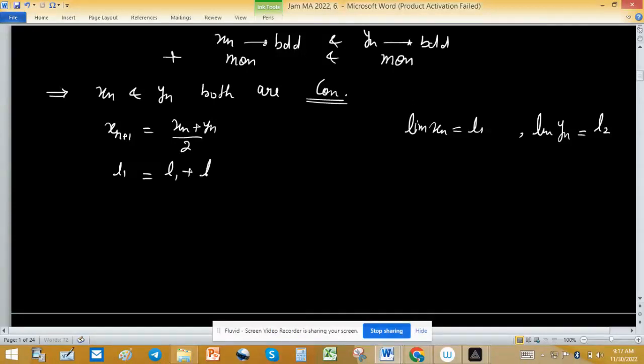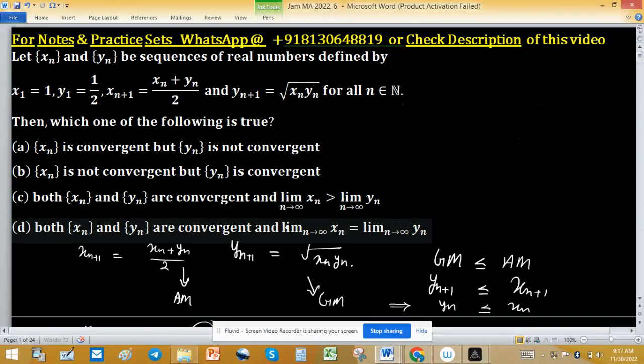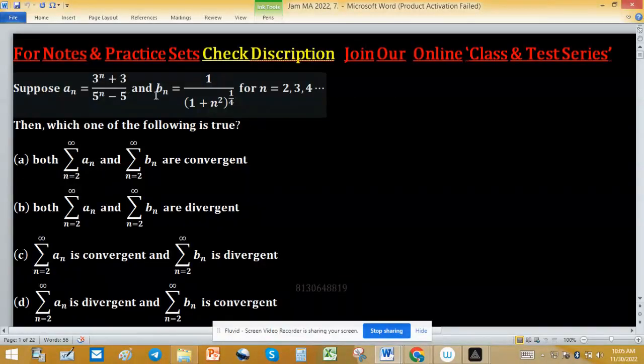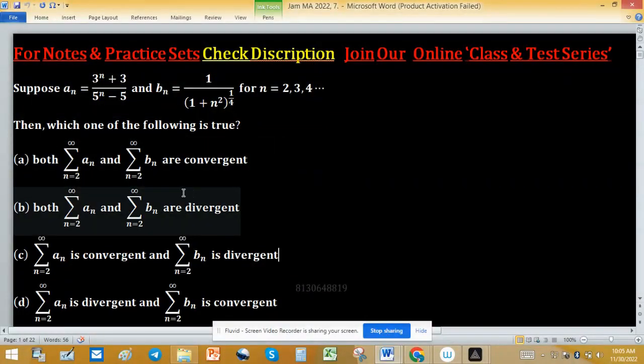L1 plus L2 divided by 2. From cross multiplication we have 2 times L1 equals L1 plus L2. From this, L1 equals L2. Both limits are the same. Now try to find which option is correct. Both xn and yn are convergent and limits are equal. Option D is correct.